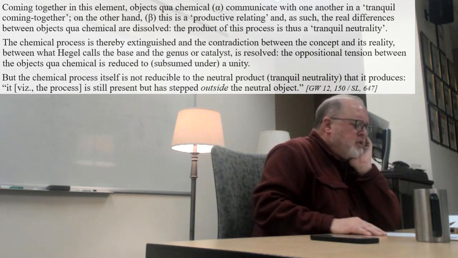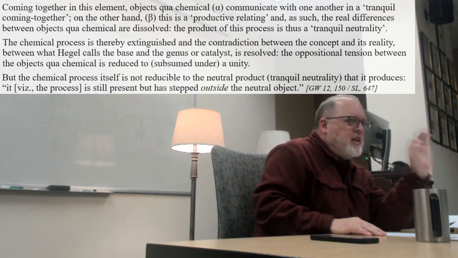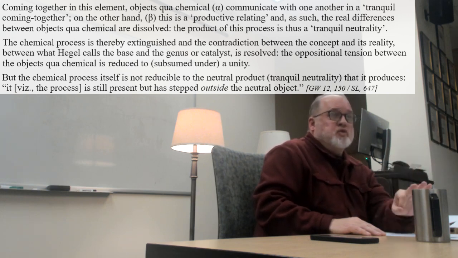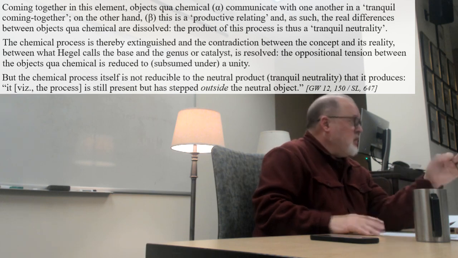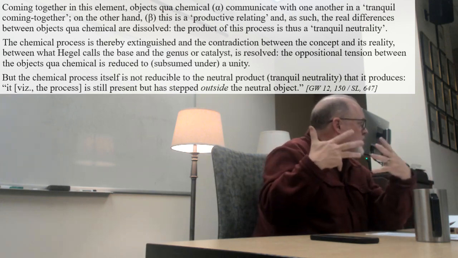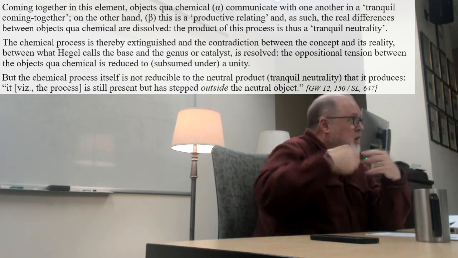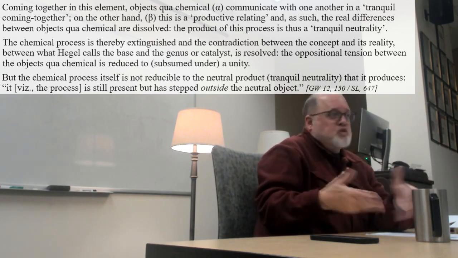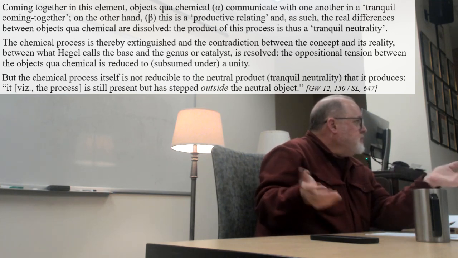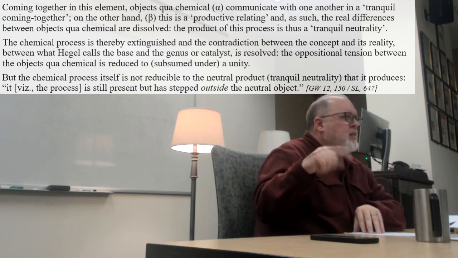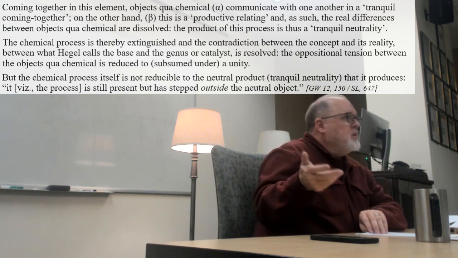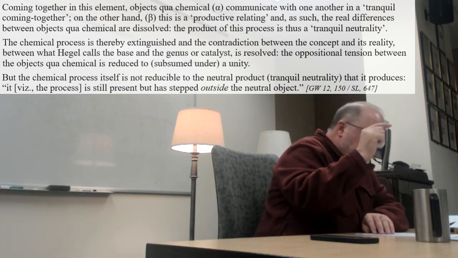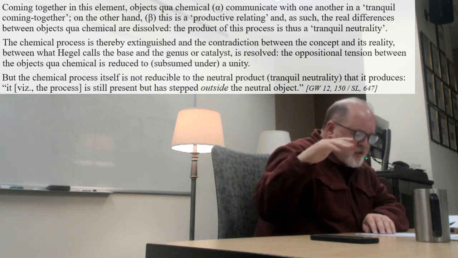But the chemical process itself is not reducible to the neutral product. Now, that's a key premise as far as I can tell, right? That the process can't be reduced to what is produced. The process cannot be the chemical process of communication, which is driven by the objects striving out of their own self-contradiction to realize the concept. And the best concept they could realize is what? A negative unity, a tranquil result, neutrality. But Hegel's claim is that the process can't be reduced to, can't be captured, can't be subsumed within that negative unity. So, but the chemical process itself is not reducible to the neutral product, the tranquil neutrality that it produces.